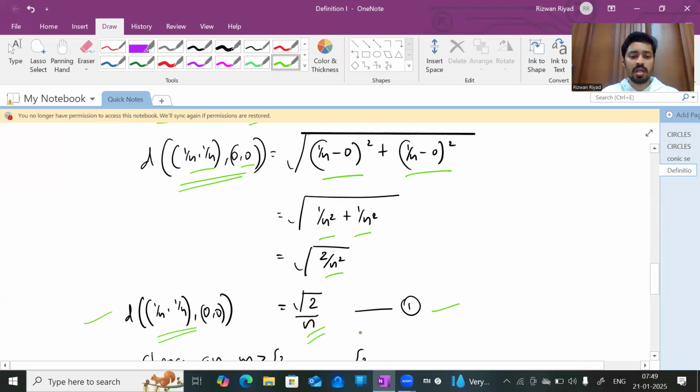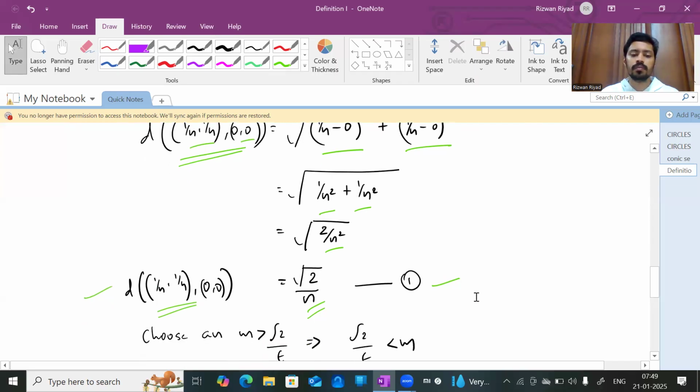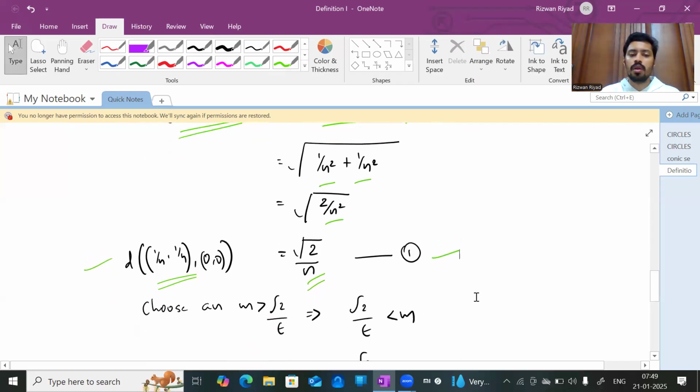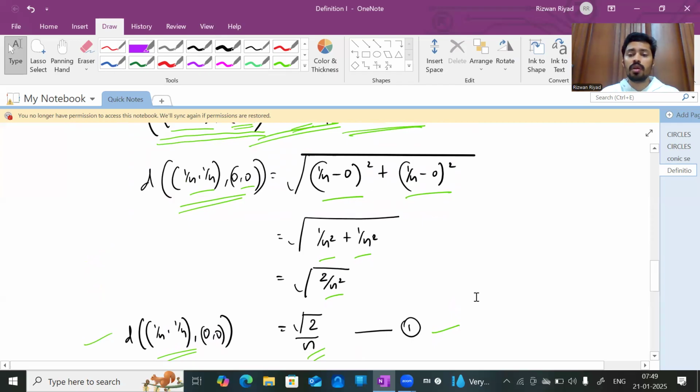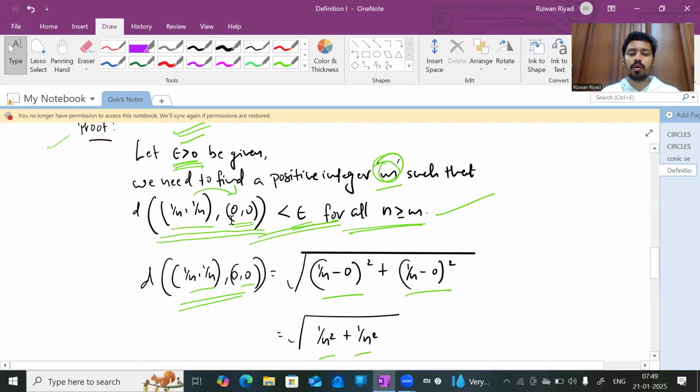Next, for this epsilon, what do we need to find? An epsilon greater than 0 is given. We need to find a positive integer m. That is our next aim, so that this inequality will happen. So we need to find a positive integer m for this particular epsilon greater than 0.